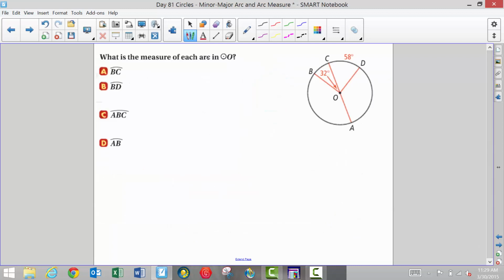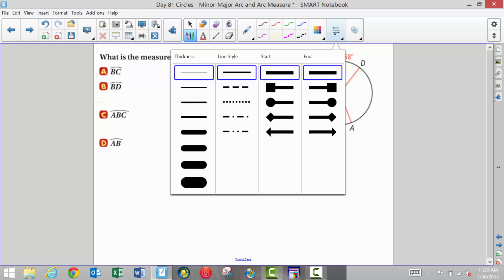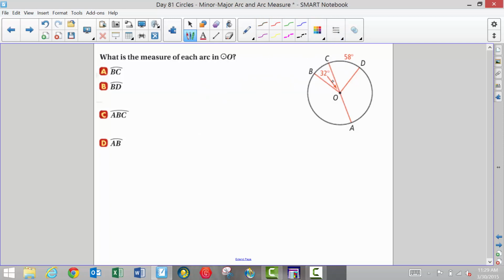So let's find the arc measures of BC. So I have BC, the central angle is 32, so the arc measure of BC is 32 degrees. I have BD, well, if BC is 32, BD is going to be BC plus CD, so those are adjacent arcs, which is 32 plus 58, which is 90. So BD arc measure is 90.